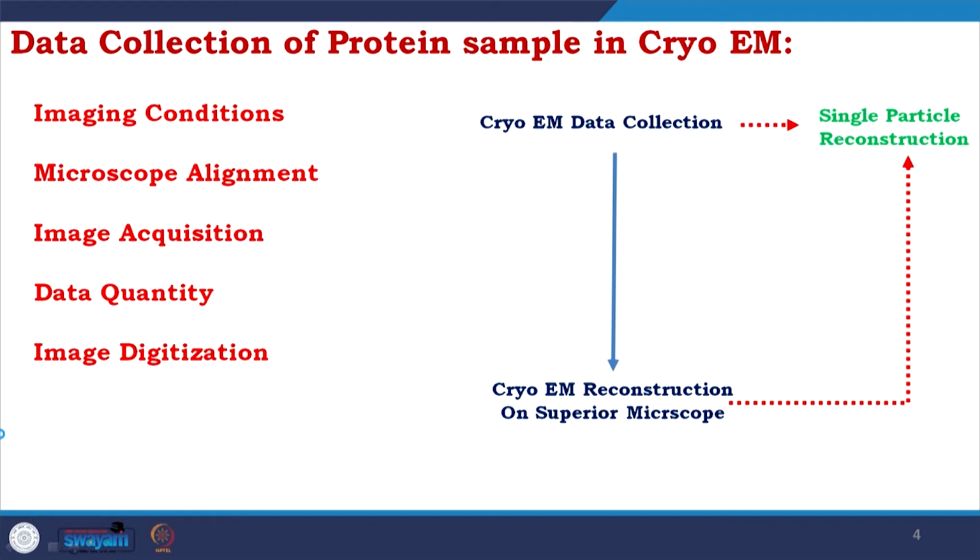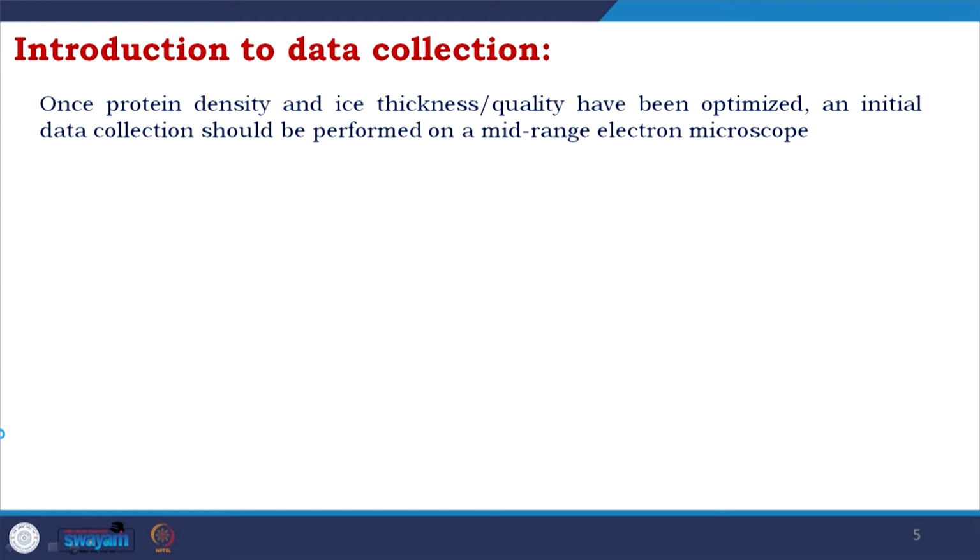There are many factors which influence cryo EM data collection: imaging condition, microscope alignment, image acquisition, data quantity, image digitization, a lot of things. So, let us know about them, what the procedures are and how they influence the total process.